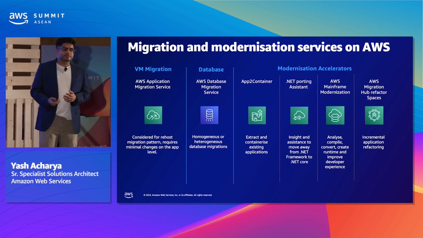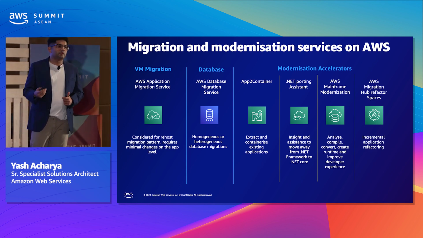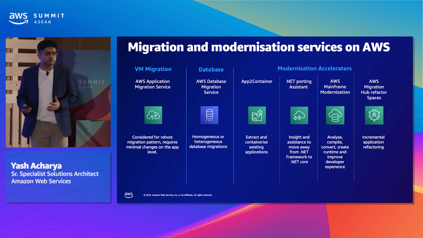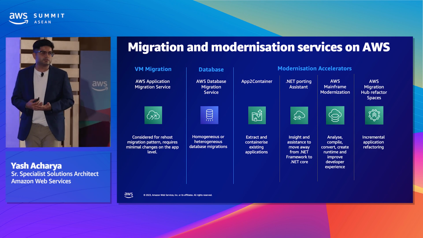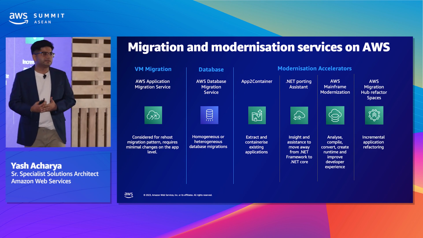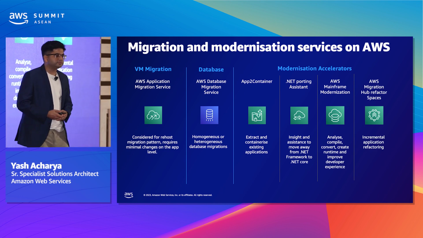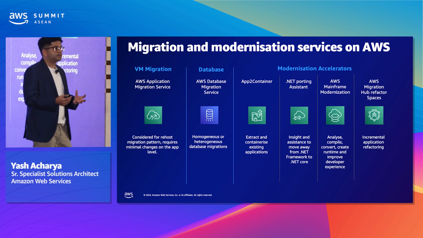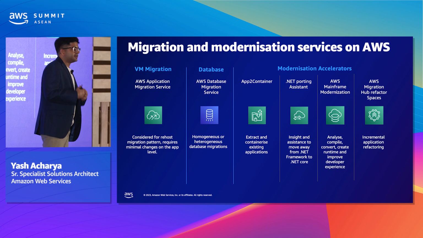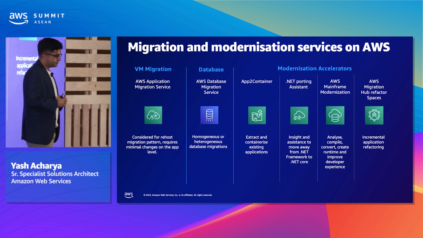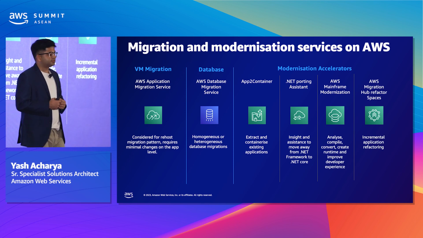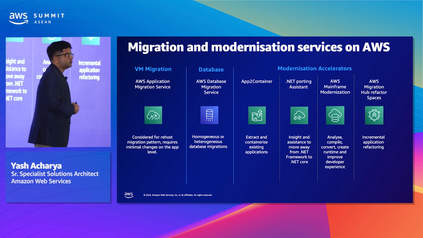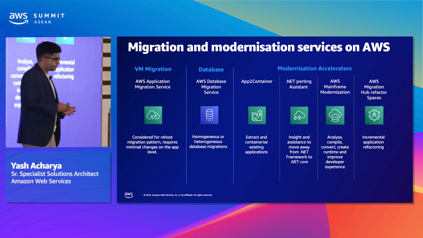There are a few other services which are available from a modernization acceleration perspective. So if you would like to quickly move away from your legacy workloads, move it to a container, you can simply use App2Container, right? This is a very simple approach to take up the application as a package and move it into a container workload. Second one is .NET Porting Assistant, which is basically used to move away from .NET Framework to .NET Core.